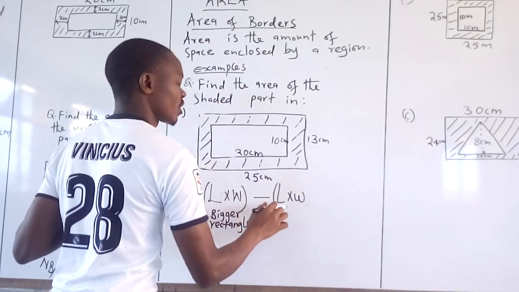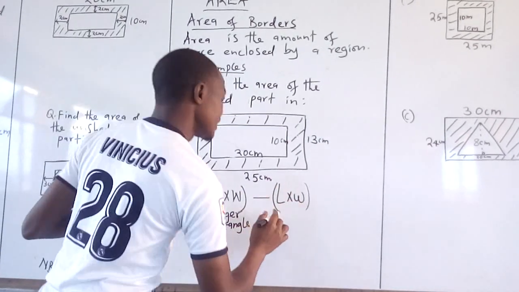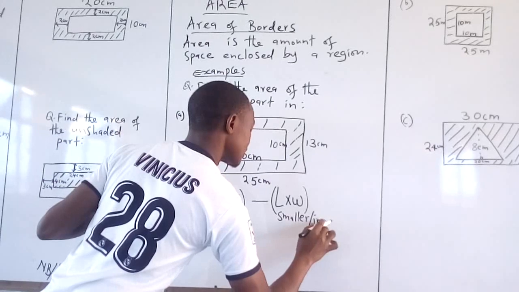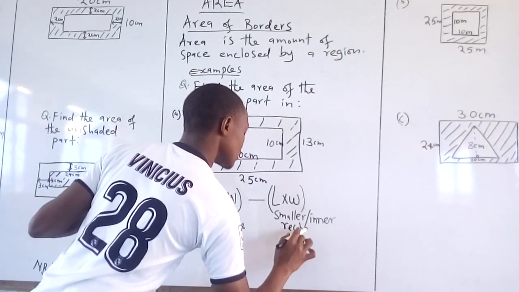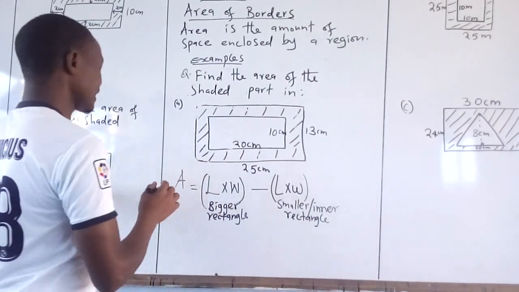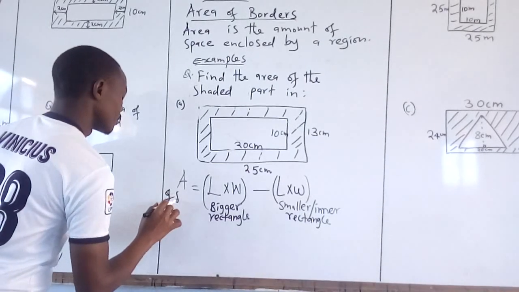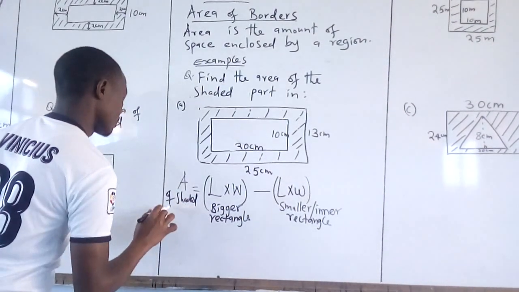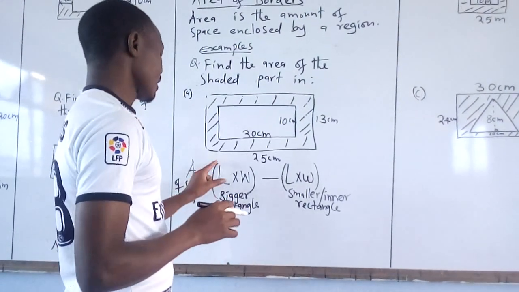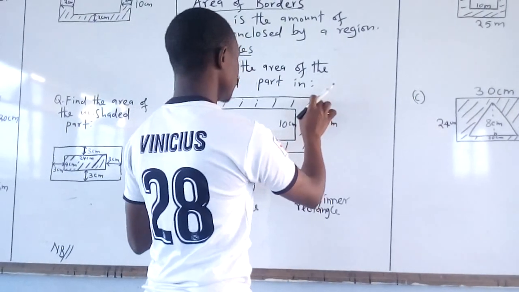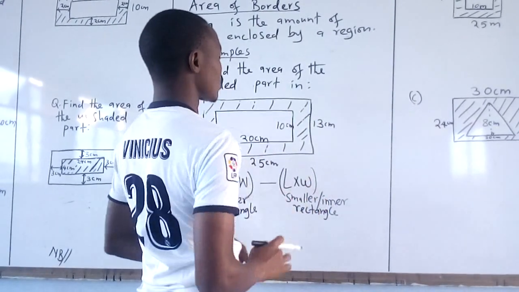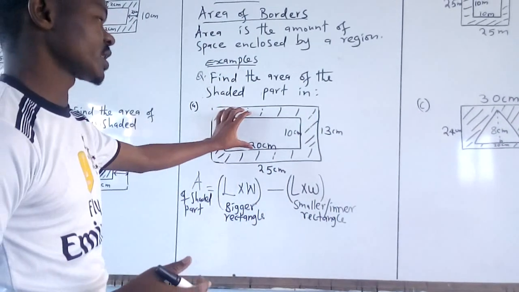That is why I am using small letters here, because this one is for the smaller or the inner rectangle. So we have the area of the shaded part. This is the formula we are going to use: length times width for the bigger rectangle minus length times width for the smaller rectangle. Then you get the difference. That will be the area of the shaded part.